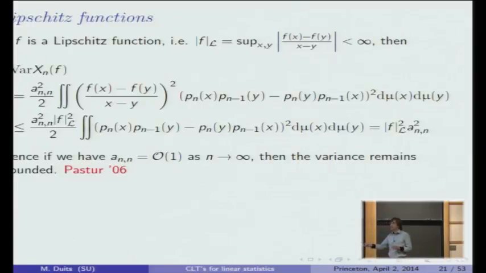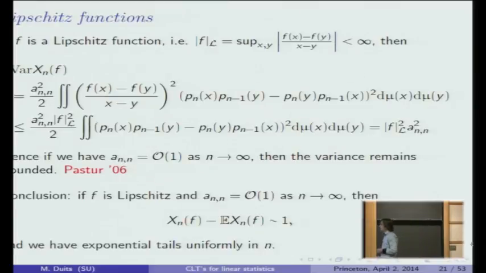I should also say that the recurrence coefficients remain bounded. This is typically the case if you have a measure mu that is compactly supported, because then the recurrence coefficients are bounded by the length of the interval of the support. So this is not a strong requirement. If we combine it with our concentration inequality, then if f is Lipschitz and the recurrence coefficients are bounded, the fluctuations are of order 1, and we actually have exponential tails uniformly in n.